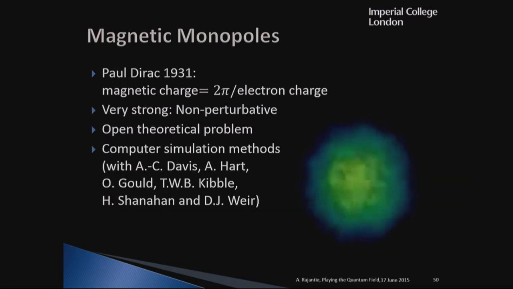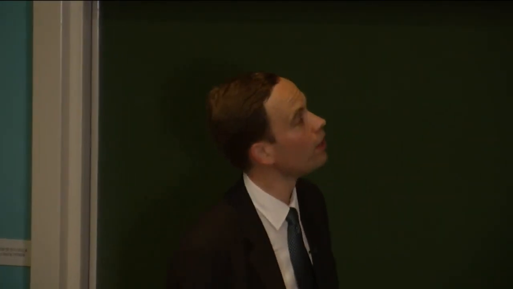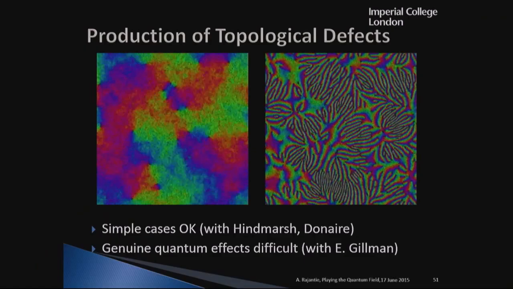And the problem is that Paul Dirac showed more than 80 years ago that the magnetic charge, if magnetic monopoles exist, has to be very large, very strong. And therefore, the perturbation theory methods I mentioned earlier don't work. And so describing magnetic monopoles in quantum field theory is a hard, open theoretical problem. One thing we've been doing is developing computer simulation methods, which don't rely on this perturbative expansion in terms of these diagrams, to calculate properties of magnetic monopoles and ultimately make predictions for their production.